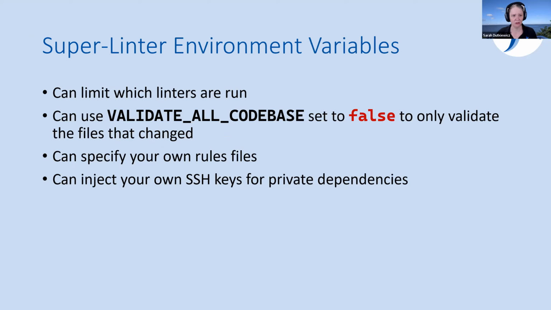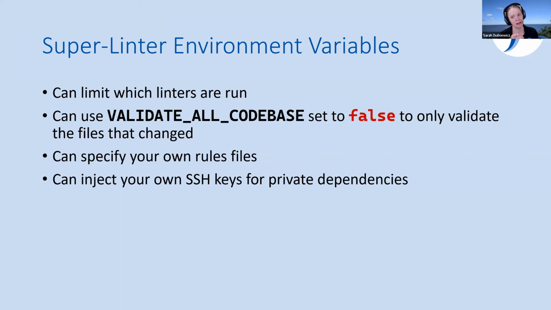With the SuperLinter environment variables, this is what determines which linters to use. The first question I had going into it was, hold on a minute, I don't want to lint my whole code base. Can I lint just the files that changed? They make it easy. There's a variable called validate all code base that you set to false, and that'll only validate the files that change.